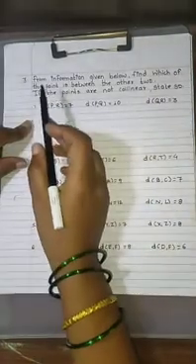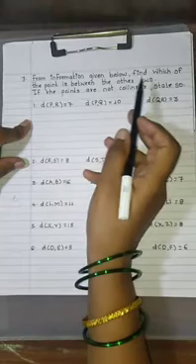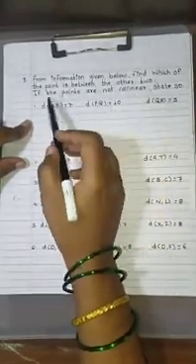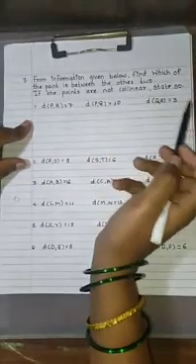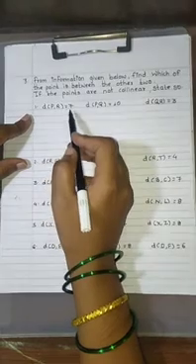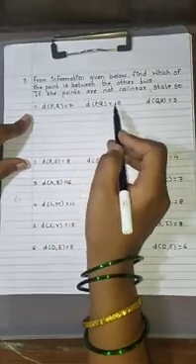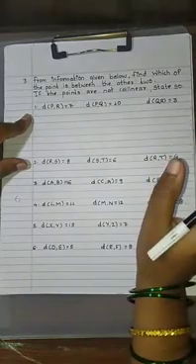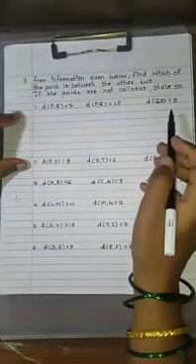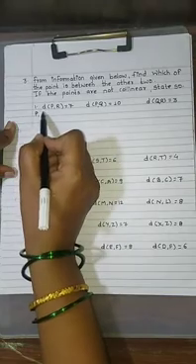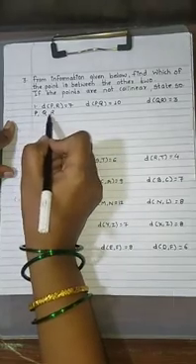Question number 3. From the information given below, find which of the points is in between the other two. If the points are not collinear, state so. Now question number 1, that is distance PR is 7, distance PQ is 10, distance QR is 3. Now remember here you are given 3 distances, but in these 3 distances you will find only 3 points, that is point P, Q and R.